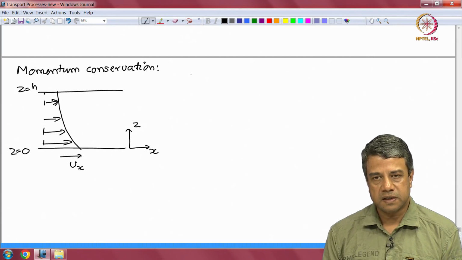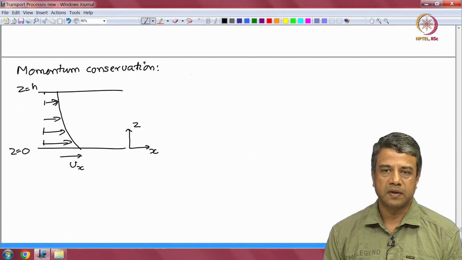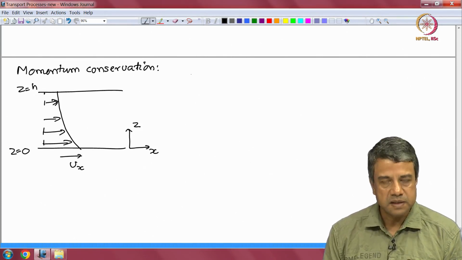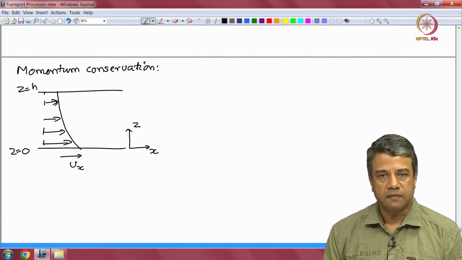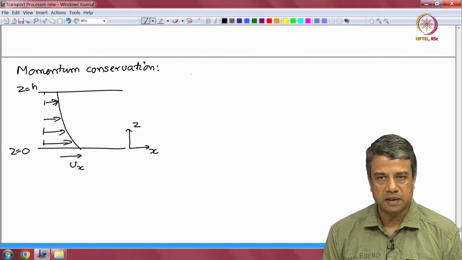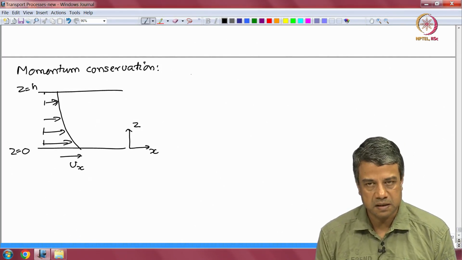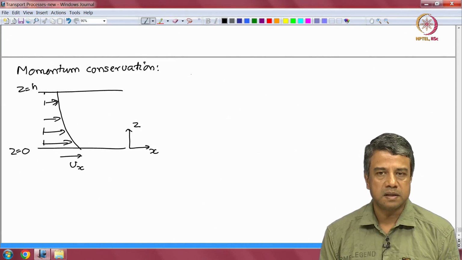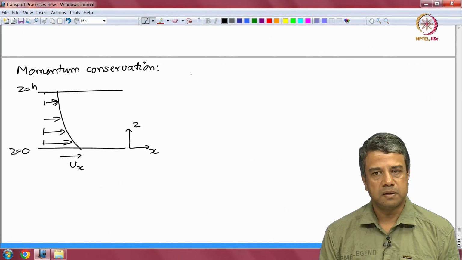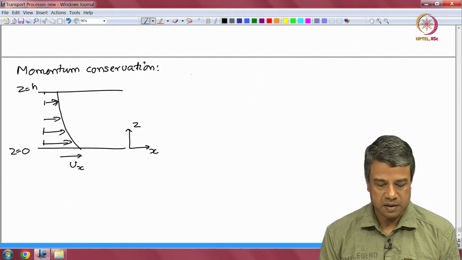And the conservation equation that we will write is for the x component of the momentum. There are three components of the momentum, x, y and z. In this particular case, the velocity of the boundaries is only in the x direction, and therefore you would expect the velocity everywhere in the flow to also be in the x direction, provided the plates are parallel to each other.